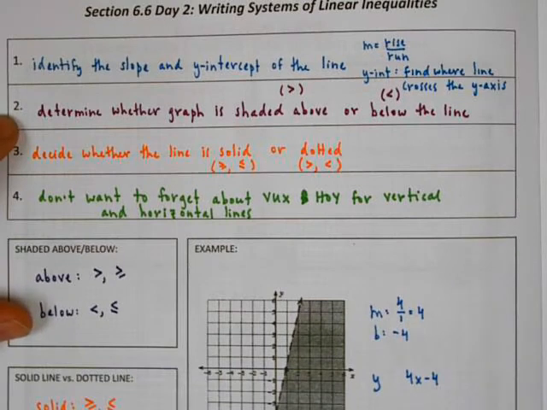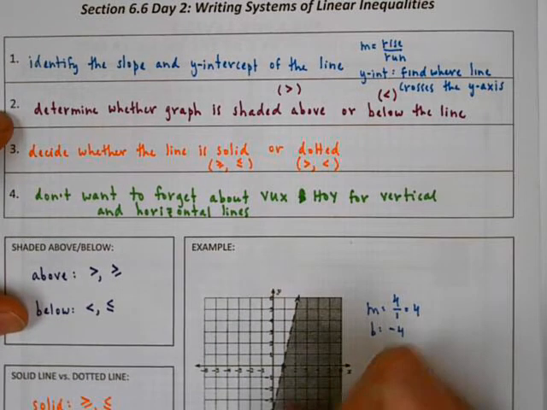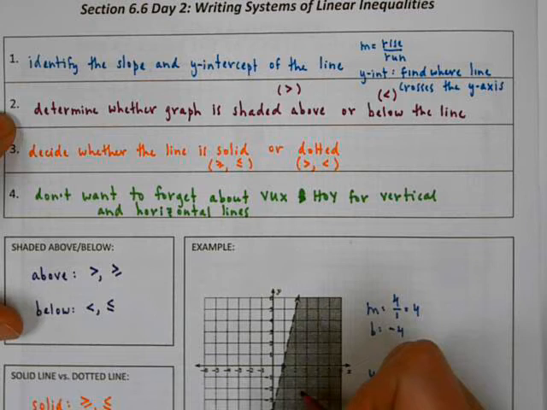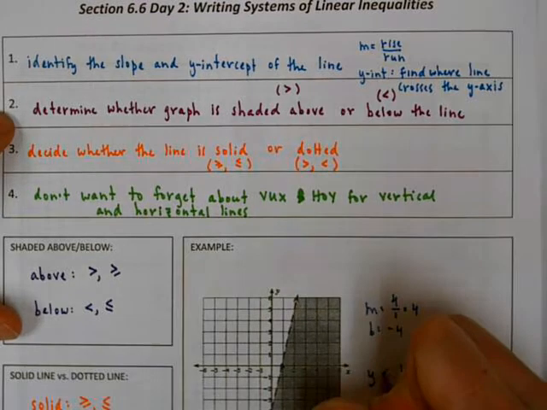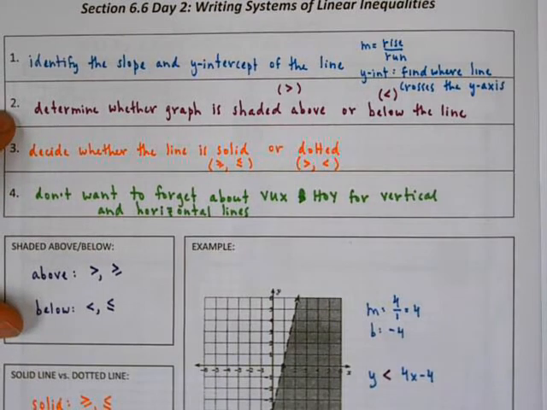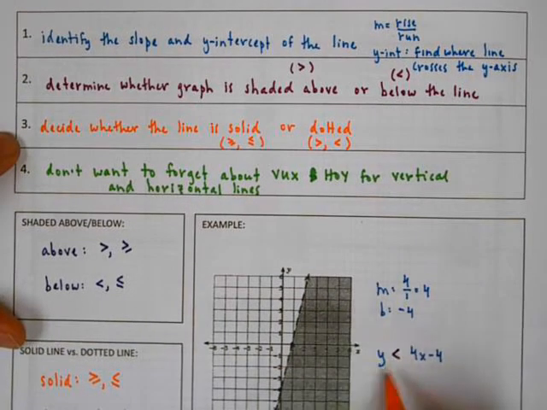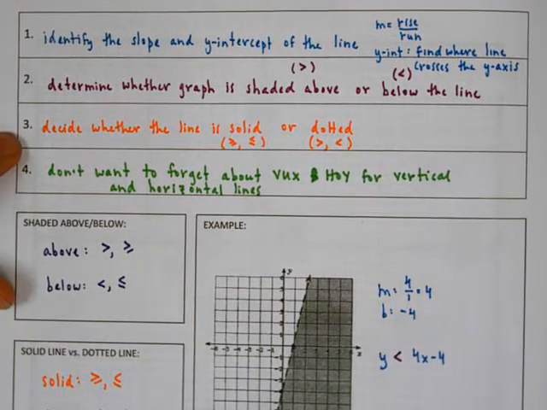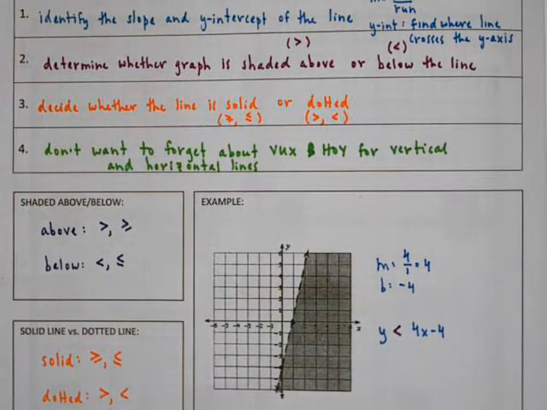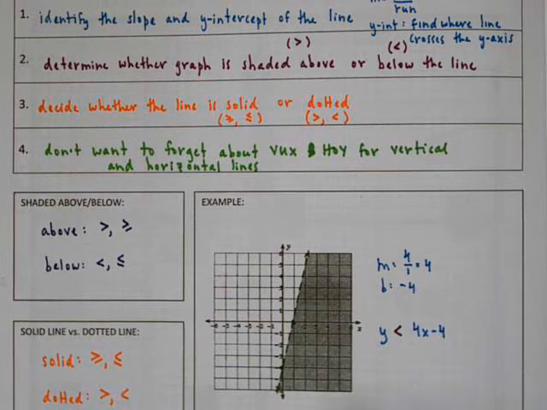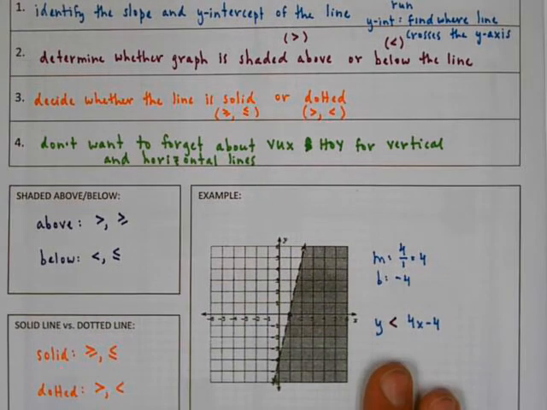So now I have to decide whether the graph is shaded above or below. In this case, I can tell the points that are shaded are all below this line. So I'm going to put a less than symbol. And in step 3, since I have a dotted line, I'm going to leave it strictly less than. I don't need the less than or equal to. And so in that case, we're done. We've written the linear inequality.